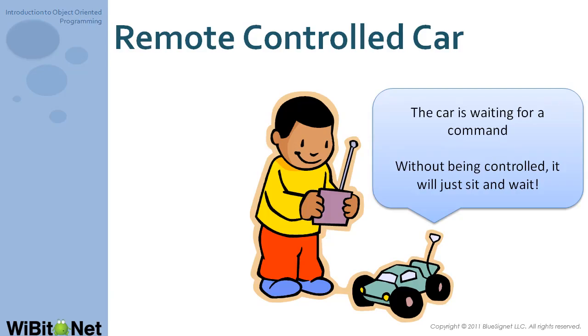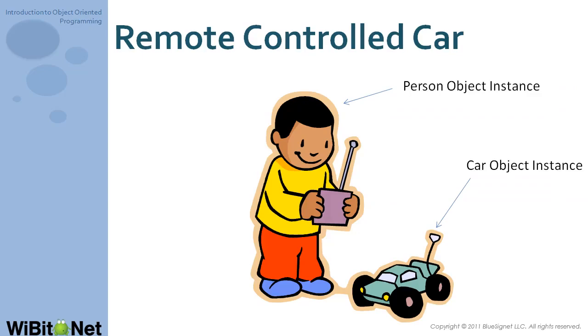So let's say we have a kid. He has a remote control, and there's a remote control car. The car is waiting for a command. The car has been designed and built with a lot of actions that will be triggered by commands, and it's just waiting for the command. Without being controlled, it'll just sit there and wait. It won't run. It won't do anything. It's just sitting there, waiting for a command.